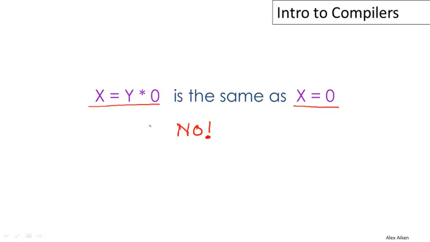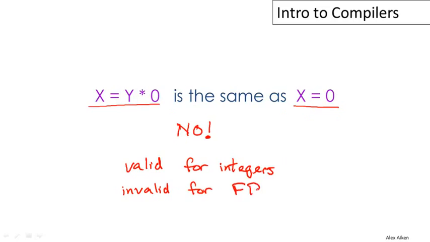Now, it turns out that this particular rule is valid for integers. If x and y are integers, then multiplying by 0 is always the same thing as just assigning 0. But it's invalid for floating point. Why is that? Well, you have to know some details of the IEEE floating point standard. There is a special number in the IEEE standard called not a number, or NaN, and NaN times 0 is equal to NaN. In particular, NaN times 0 is not equal to 0. So if x and y are floating point numbers, you can't do this optimization. And in fact, if you did this optimization, it would break certain very important algorithms that rely on the proper propagation of not a numbers.